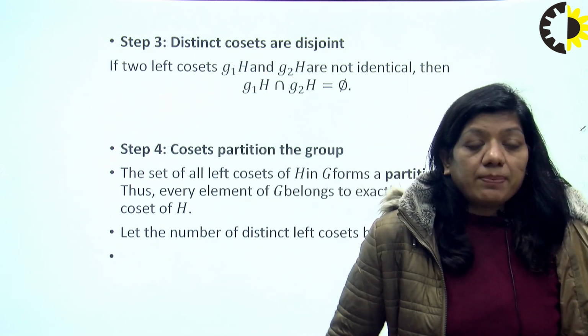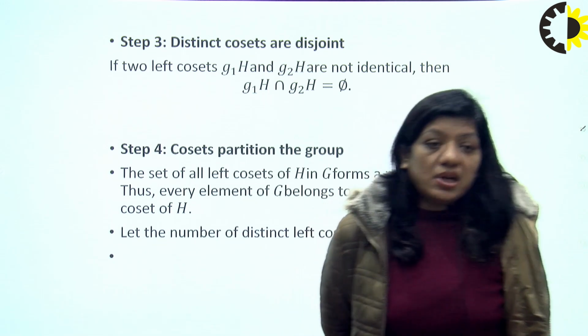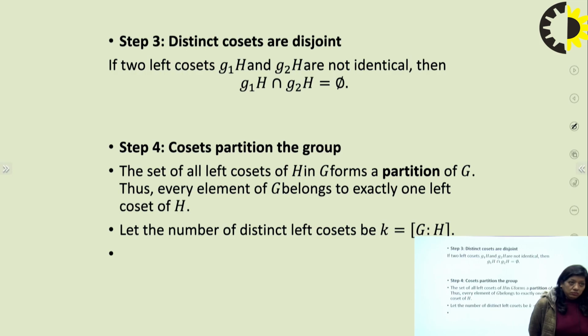Next one, step 3: distinct cosets are disjoint. Means if two left cosets g1H and g2H are not identical, then we can say g1H intersection g2H is equal to phi, because we know disjoint means we don't get any kind of common element.